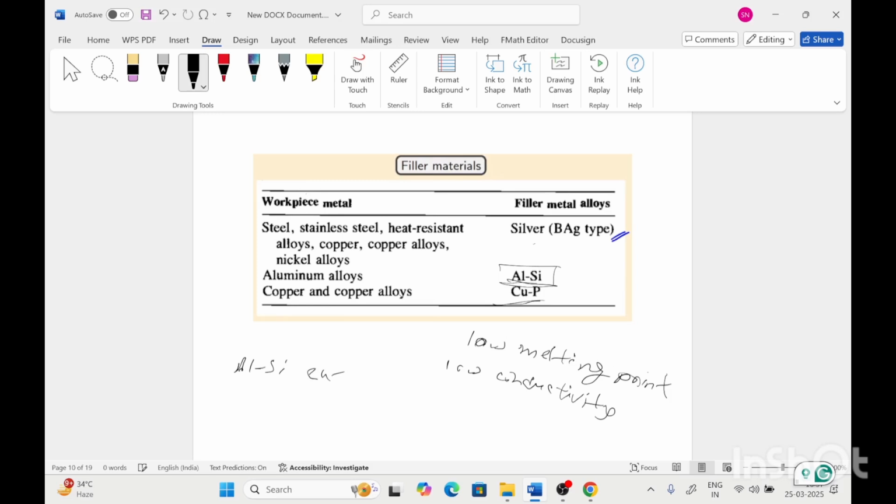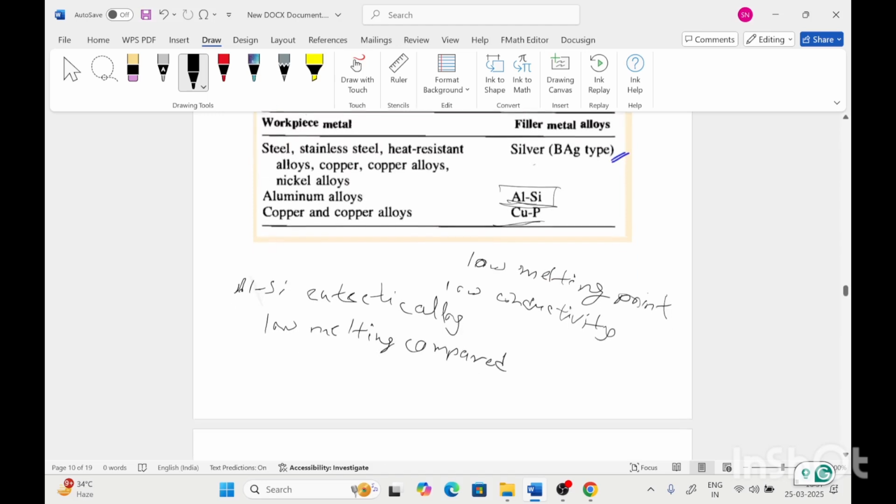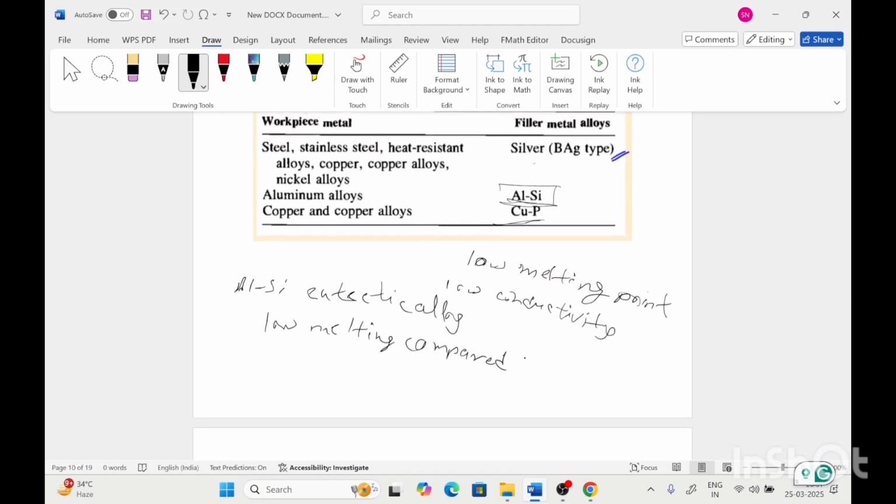known as the eutectic alloy. The specialty of eutectic alloy is that they have a very low melting point compared to their single elements, compared to other aluminum alloy variants. So generally the eutectic alloys are used for the resistance brazing weld joint formation.